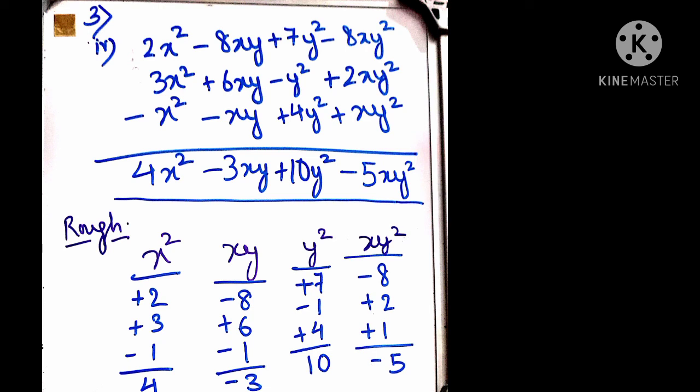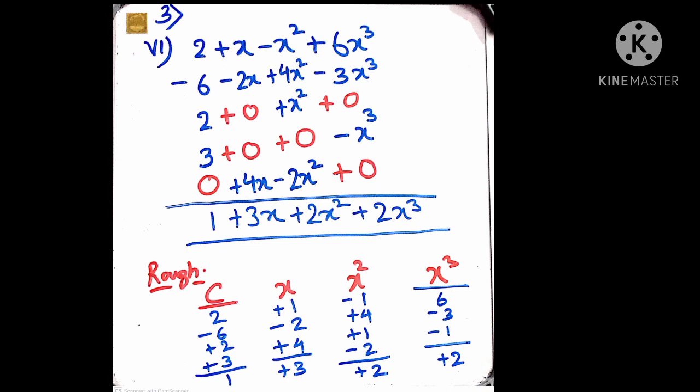Now see the xy column, it's minus 8 plus 6 minus 1. Minus xy means minus 1. So minus 8 minus 1 is minus 9 plus 6 is minus 3. So it is minus 3xy. X square column, it's plus 2 plus 3 minus 1. 2 plus 3 is 5. 5 minus 1 is plus 4. So it is 4x square. So our answer is 4x square minus 3xy plus 10y square minus 5xy square.